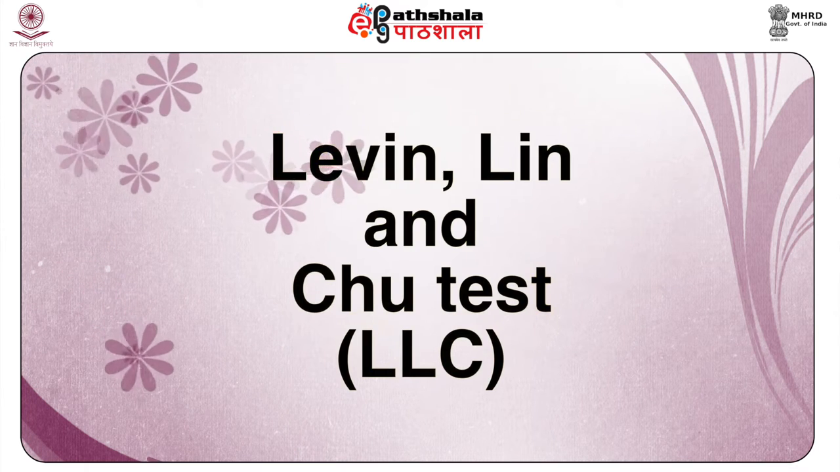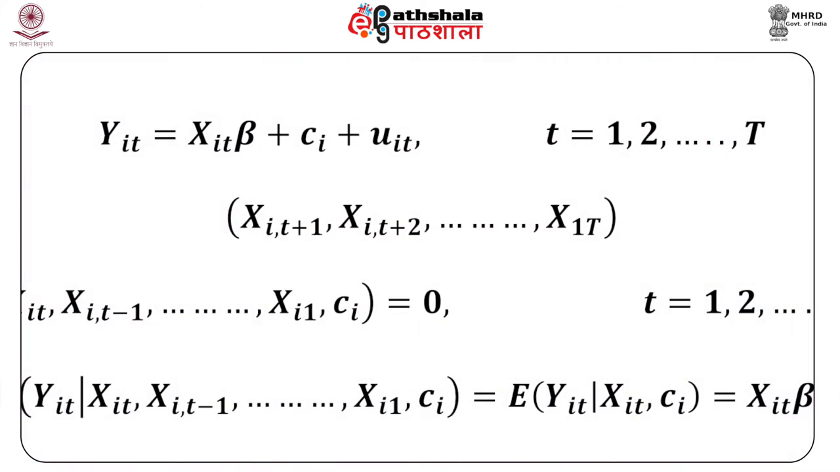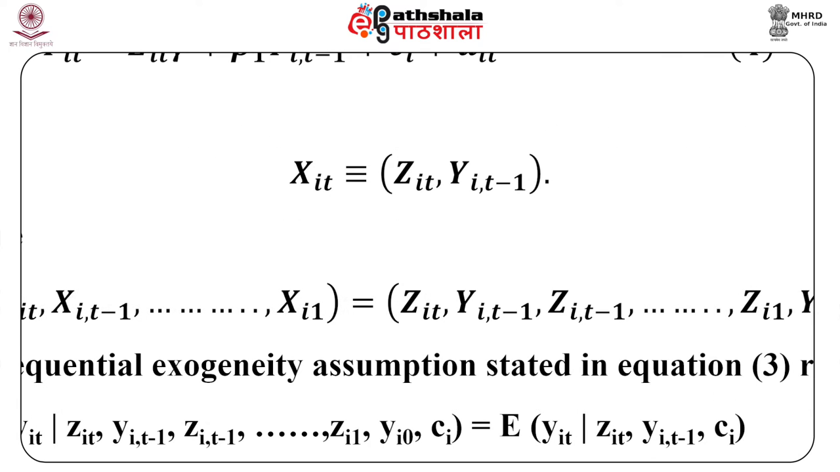1. Levin, Lin and Chu test, LLC. Levin, Lin and Chu argued that the power of individual unit root tests is limited against alternative hypotheses with highly persistent deviations from equilibrium. This is particularly severe in small samples. LLC suggests a more powerful test for unit root testing than performing individual unit root tests for each cross section. The null hypothesis states that each individual time series contains a unit root, that is, it is a non-stationary series, whereas the alternative hypothesis states that each time series is stationary.